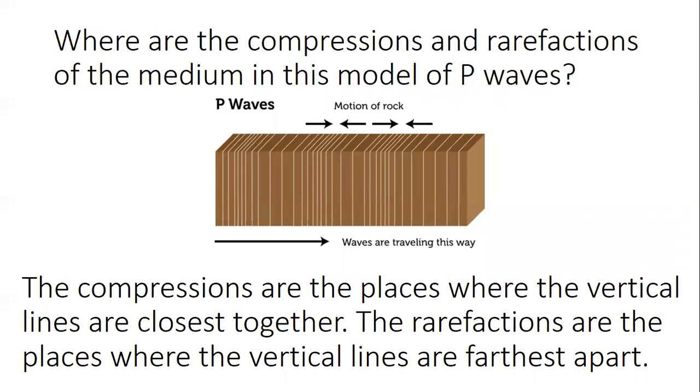The compressions are the places where the vertical lines are closest together. The rarefactions are the places where the vertical lines are farthest apart.